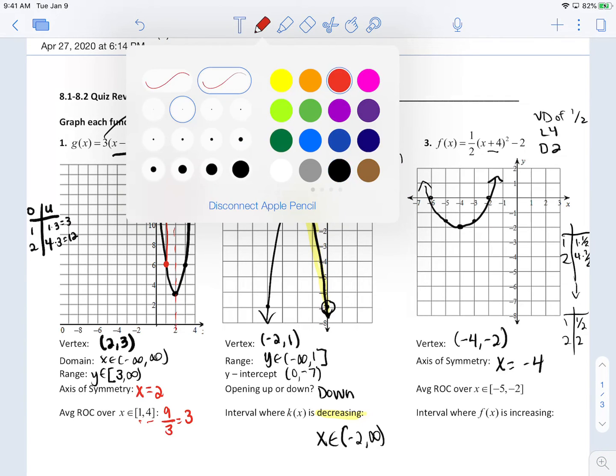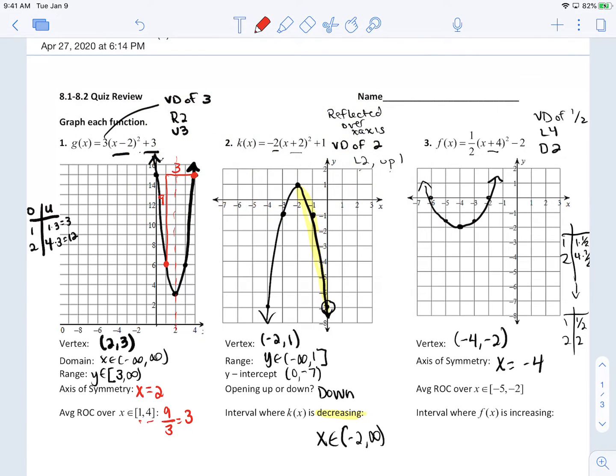For our average rate of change, remember we find the x value at -5, that point's right here. The x value at -2 is right here, and I'm going to make a slope triangle between those 2 points. So from here, I'm going up 1.5 and over 1, 2, 3. So it's a rise of 1.5 over 3. If I reduce that fraction, I get 1/2, right?